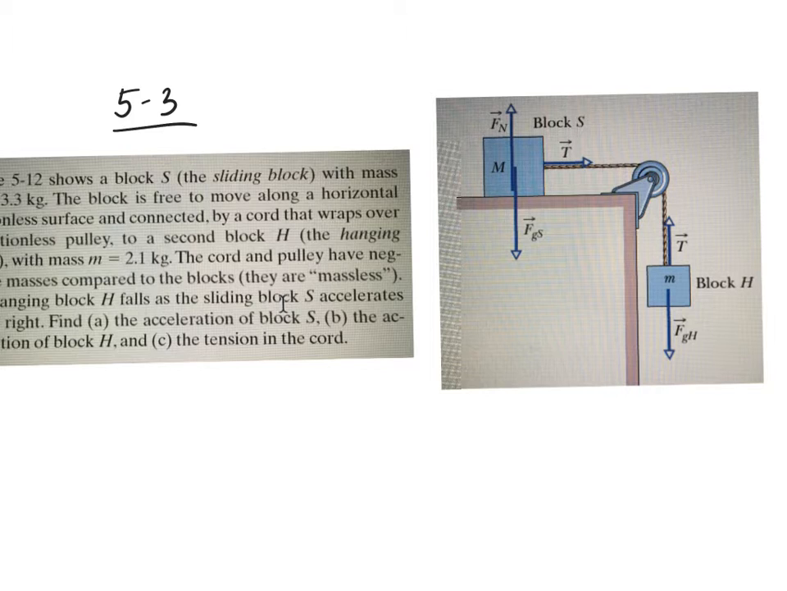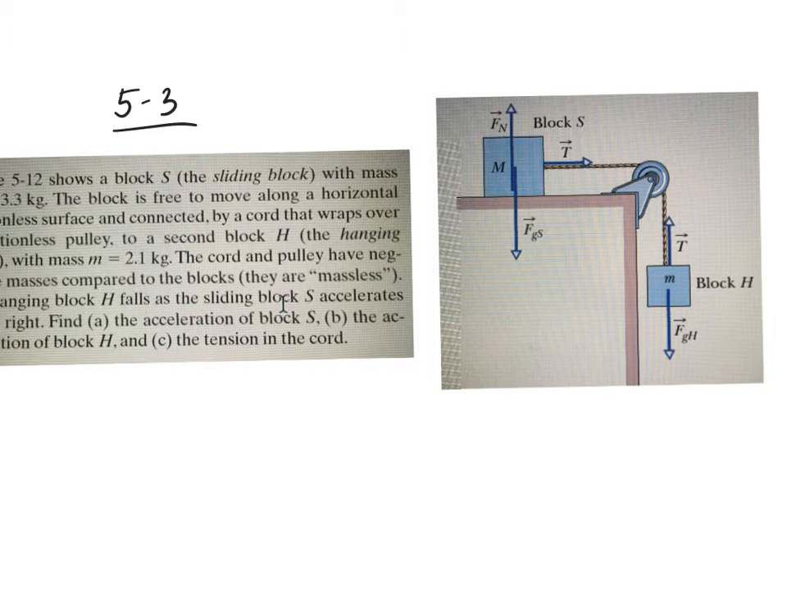First, let's talk about this problem. Let's write down something in big letters at the top: if there's tension in the rope, the system moves with the same acceleration for each block. That's a really important point to make. It's as if they're moving together. Every inch that the block H falls creates one inch of motion horizontally for block S.